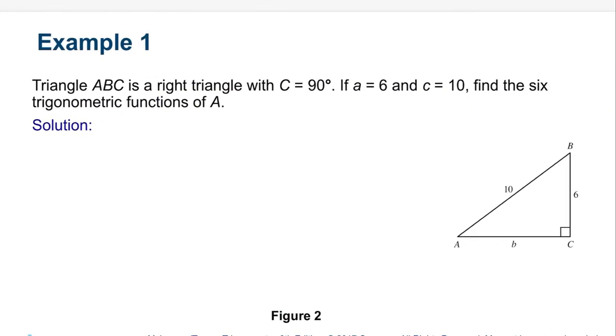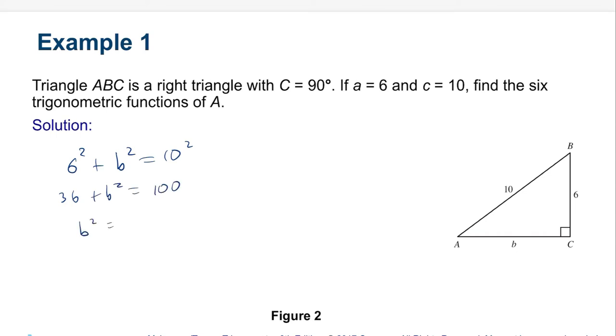So for the first example, we're given a right triangle with the side that is missing. To find that missing side, we're going to use the Pythagorean theorem. So we can say a squared, which is 6 squared, plus b squared, which is unknown, is equal to 10 squared, which is the hypotenuse. That's 36 plus b squared equals 100.